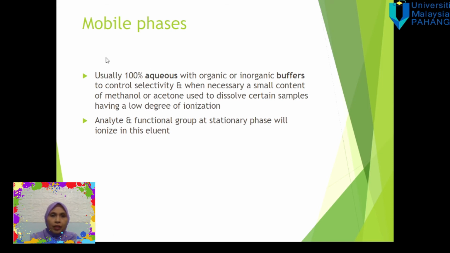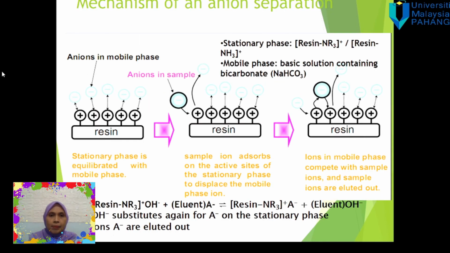Now move to the next part, which is mobile phases. Most IC must use aqueous with organic or inorganic buffers, meaning it uses a buffer solution. Analyte and functional group at the stationary phase will be ionized in the eluent. That's why they need the buffer solution. We have positive or negative charge ions. And this is the mechanism of the anion separation. We will see both mechanisms for anion and cation: what happens when the sample is injected and interacts with the mobile phase and also the stationary phase.